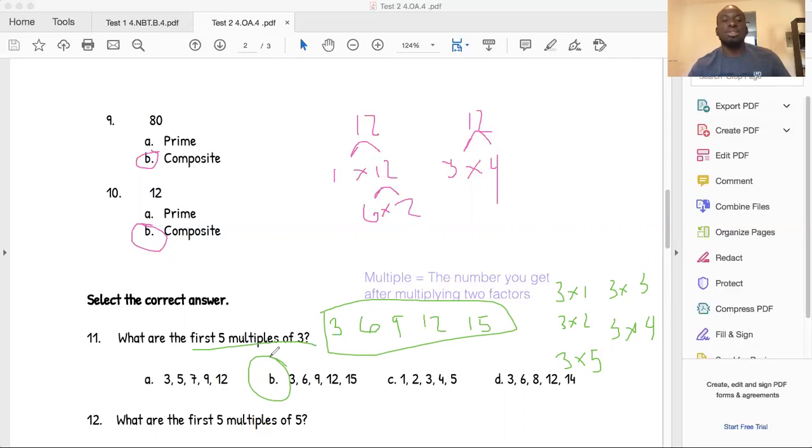Yes, I just do my multiplication facts. Multiplication facts are super, super big and important in 4th grade. Please start practicing and knowing those multiplication facts. I cannot stress that enough. Yes, I'm going to clear my screen and move on.